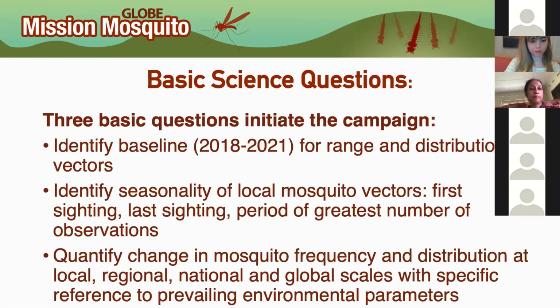Also precipitation. Too much or too little precipitation has a real impact on when and where you're going to see mosquitoes. And other things like vegetation, soil moisture, some of those parameters are also important.